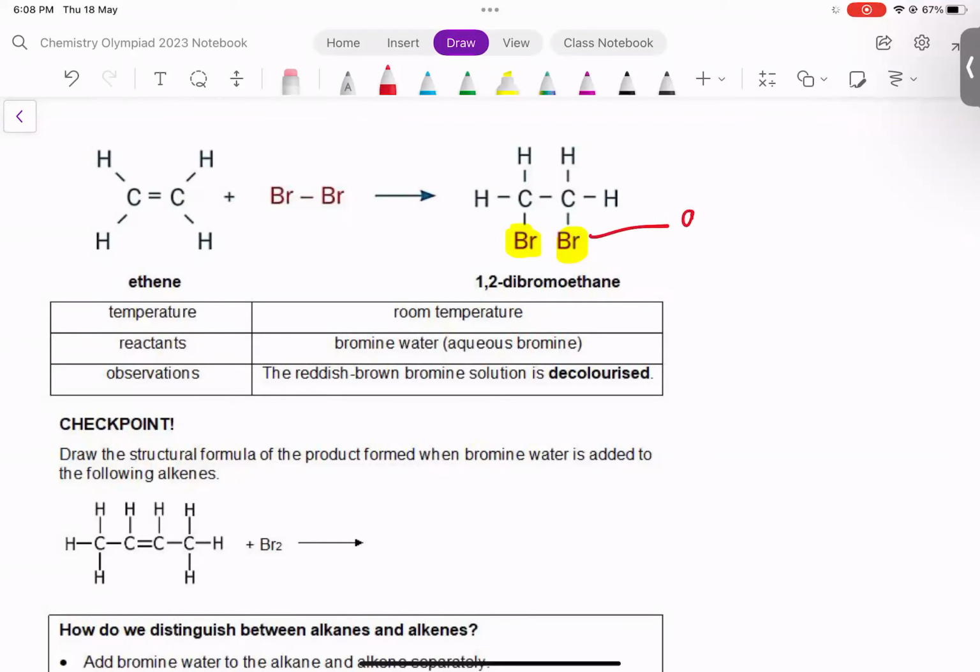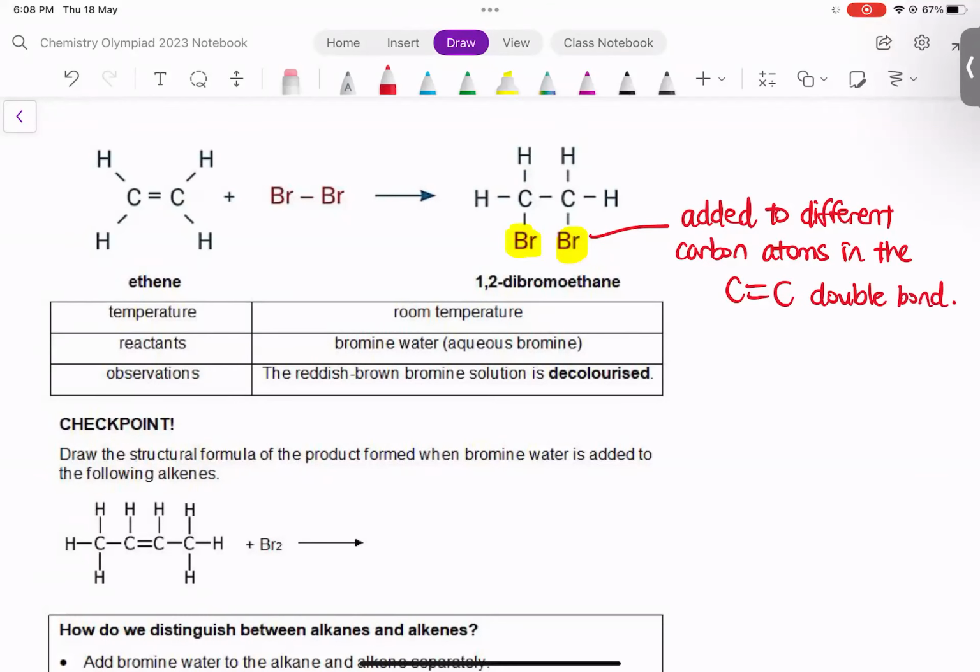Is added to different carbon atoms in the carbon-carbon double bond. So the bromines are never ever on the same carbon atom if it's an addition reaction.